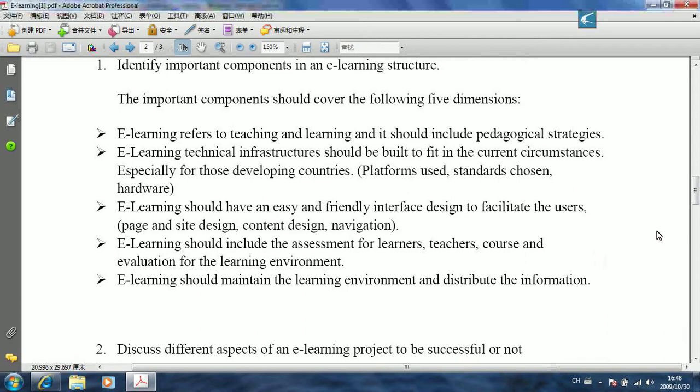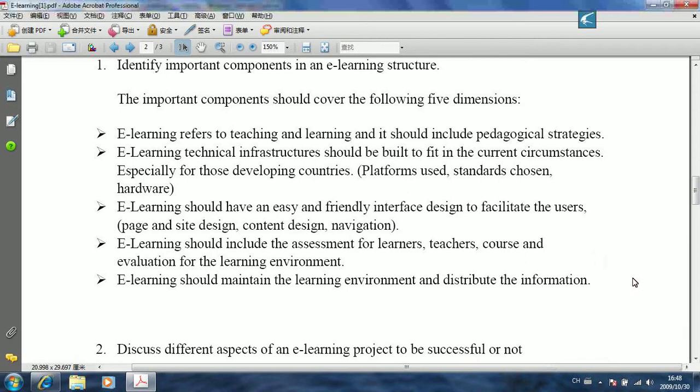Of course, what platforms are we going to use and what standards are we going to choose, especially from cost-effective considerations, what hardware should we buy and implement. And e-learning should also have an easy and friendly interface design to facilitate the users, like page and site design, content design, and navigation design. All this aims at providing a good interface to facilitate the users.